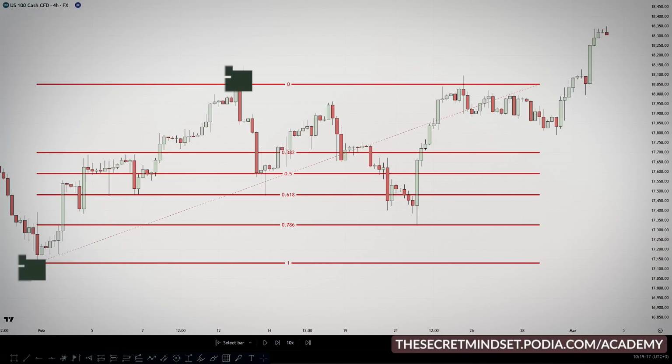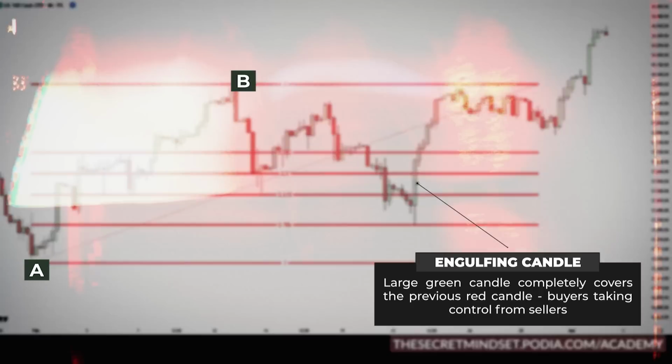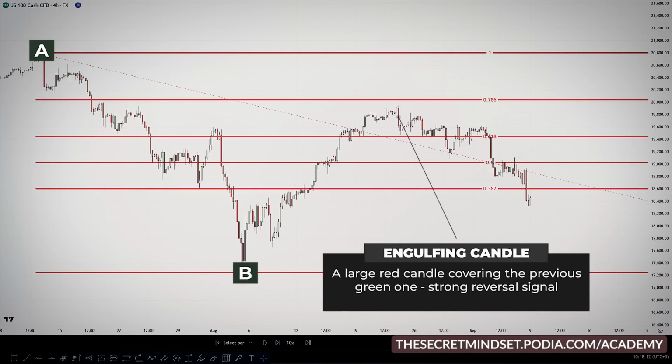Engulfing patterns are also decent signals. In a bullish engulfing pattern, a large green candle completely covers the previous red candle. This shows buyers taking control from sellers. A bearish engulfing pattern is the opposite, with a large red candle covering the previous green one. These patterns at Fibonacci levels can be strong reversal signals.